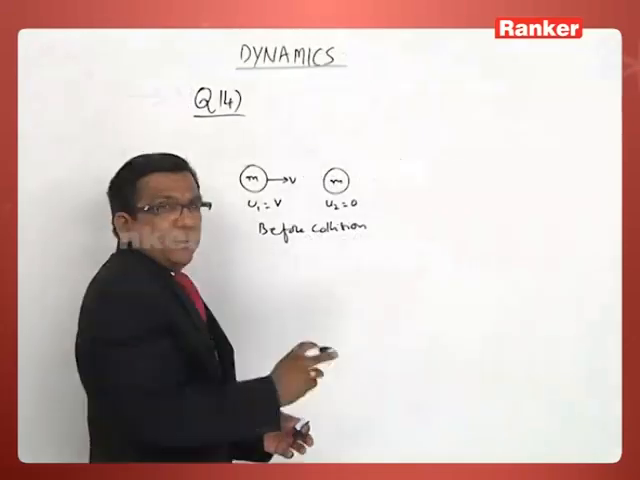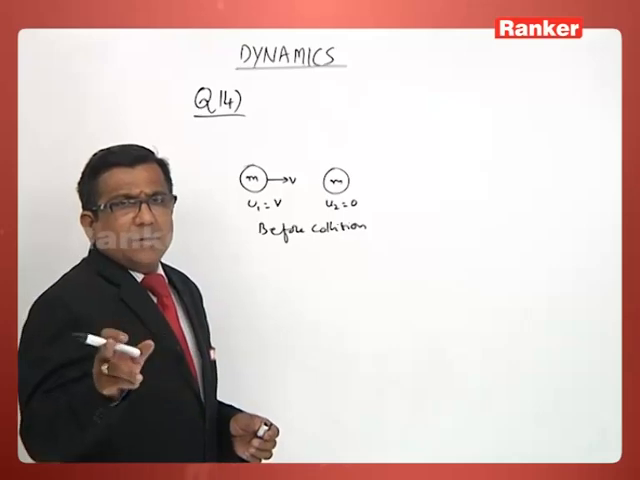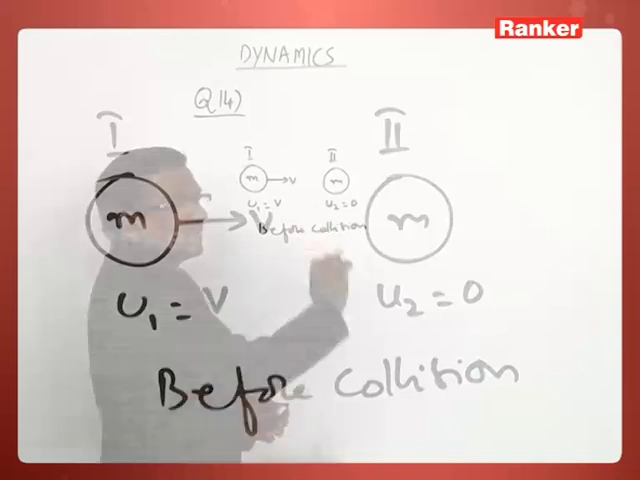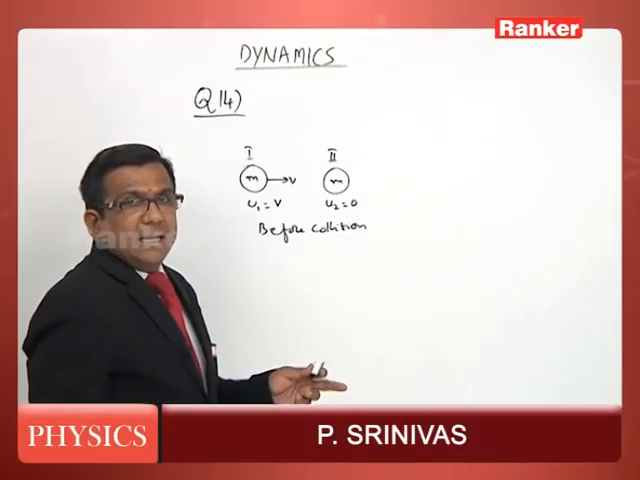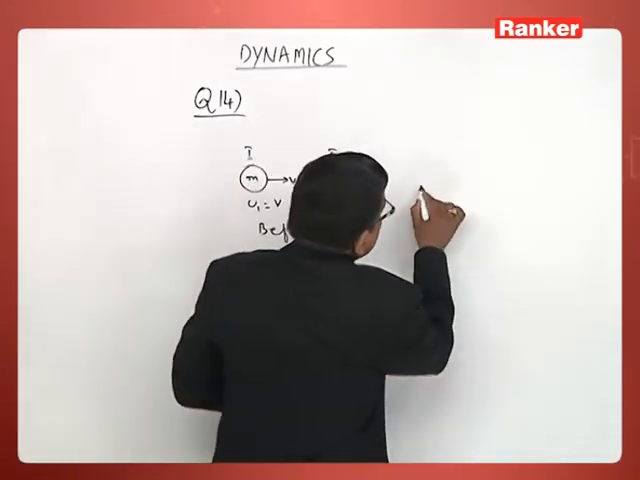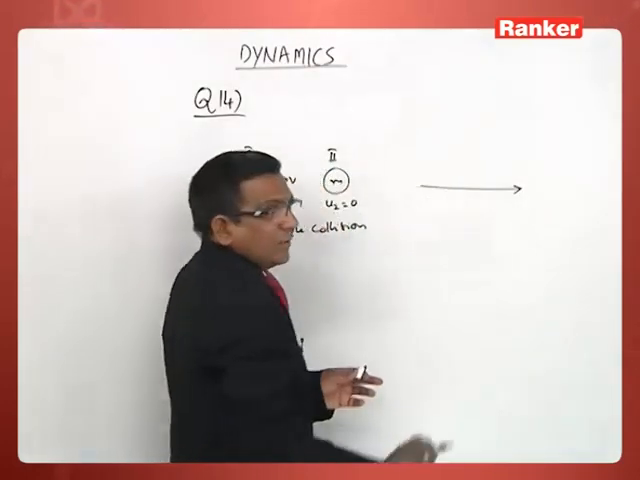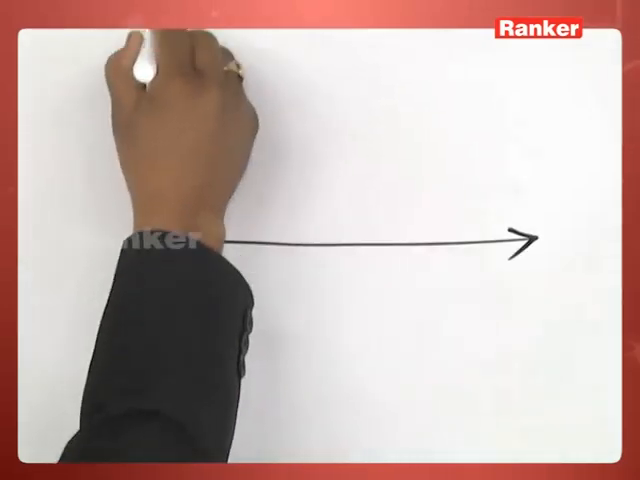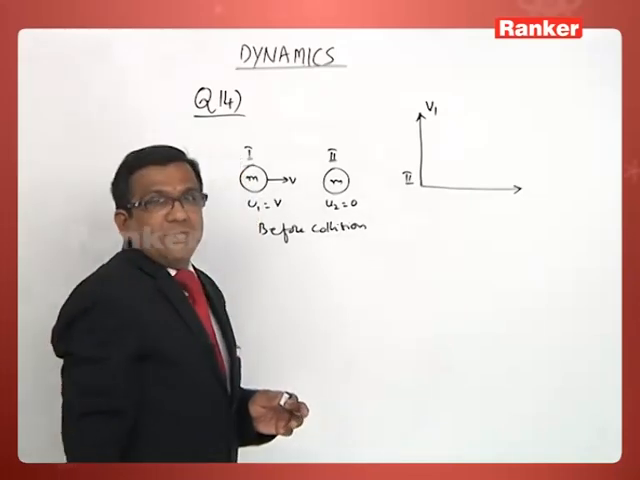But what is happening after collision? After collision, the second particle moves with a velocity v1. Say this is the first particle and this is the second particle. The second particle is moving with a velocity v1 in the direction perpendicular to the initial velocity of the first particle. This is the direction of the initial velocity of the first particle, and the second particle is moving perpendicular to this.